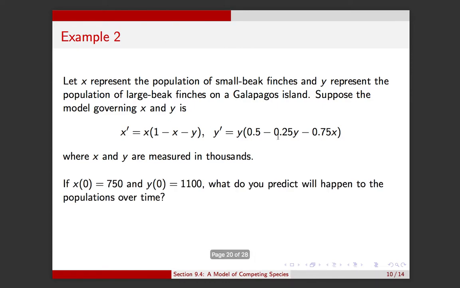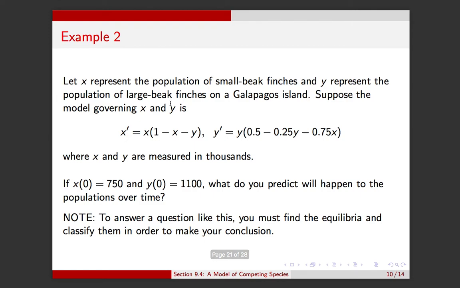Let's do the same thing, equilibrium analysis, to answer a predictive question, right? Suppose there are 750 small beak finches up front and 1,100 large beak finches up front. So if that's what we measure today, what do we predict will happen? So a big note here, you'll be asked this on your exam over this material, or your mini exam, whatever I'm calling it, and you have to do the equilibrium analysis to answer this question. Okay, so I'm just saying that up front. So any of these questions goes the same way. You find the equilibria, you classify them.